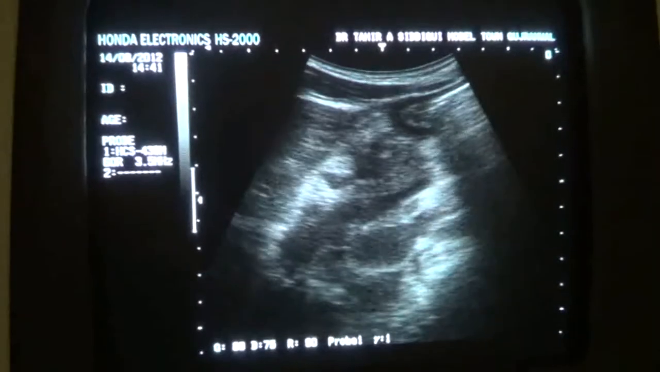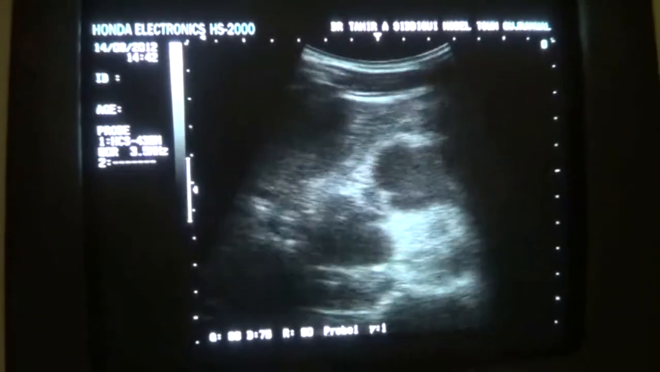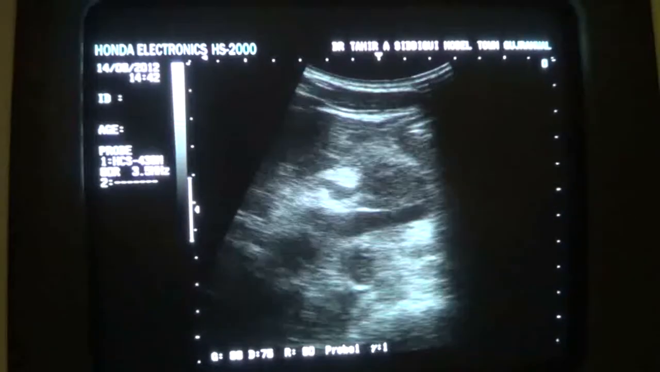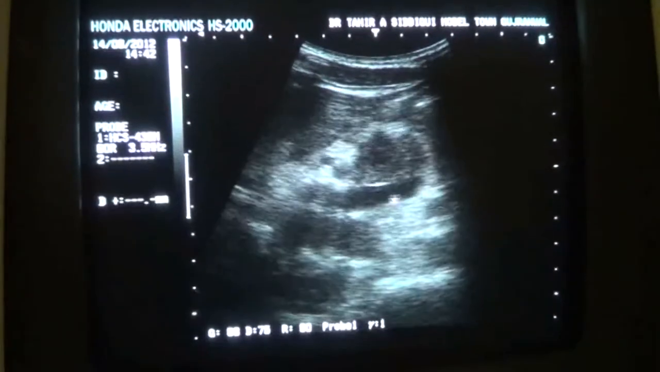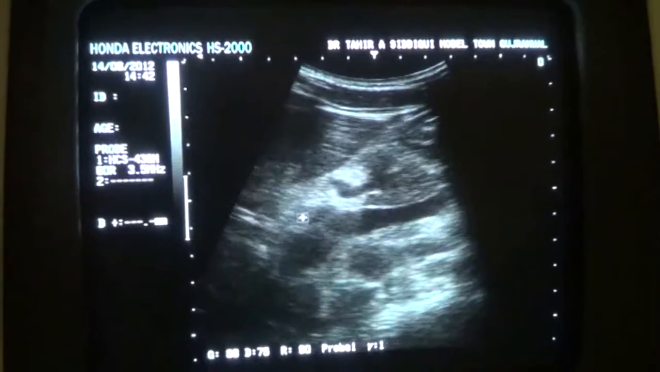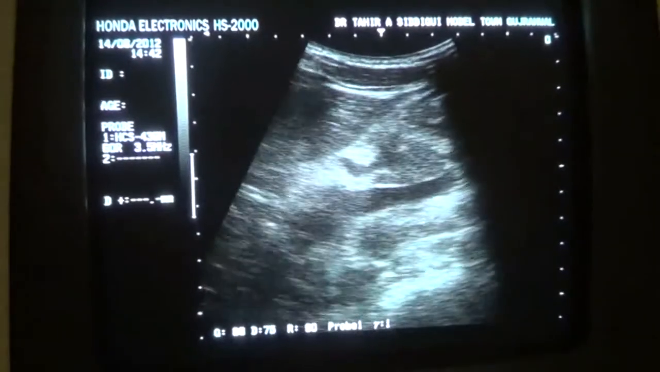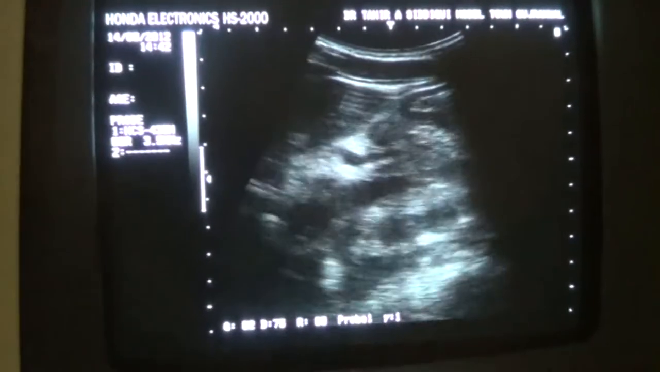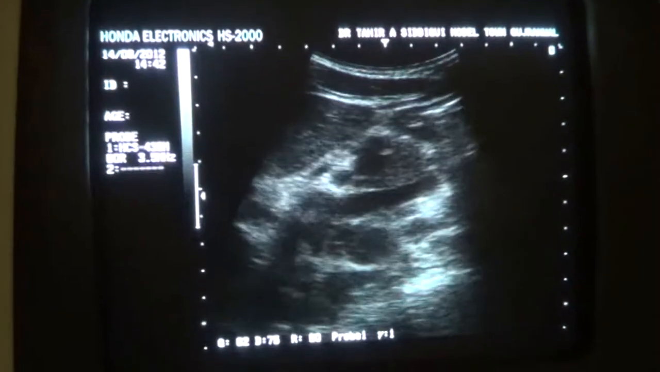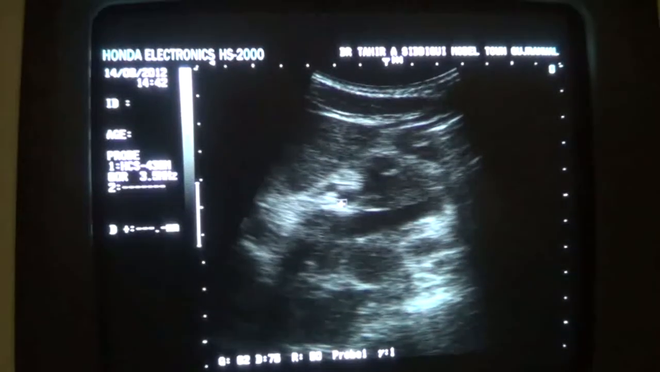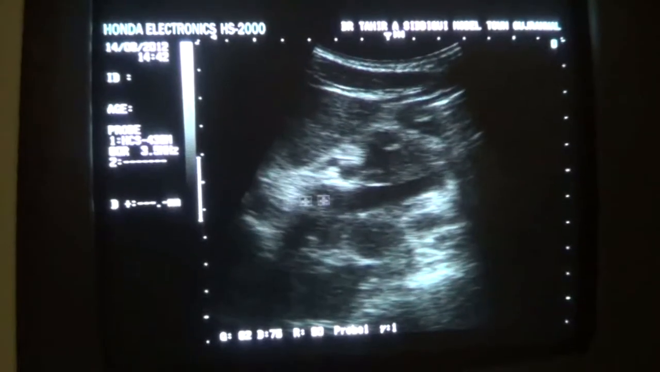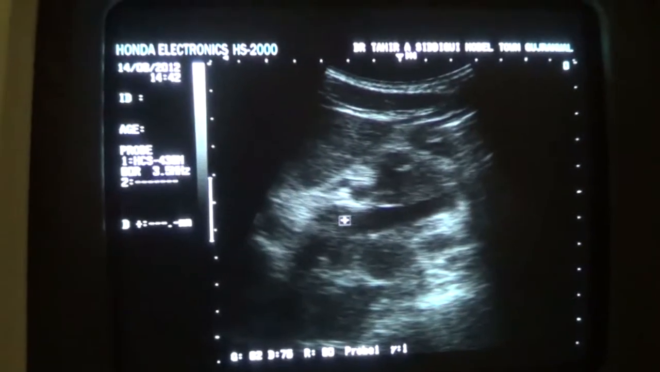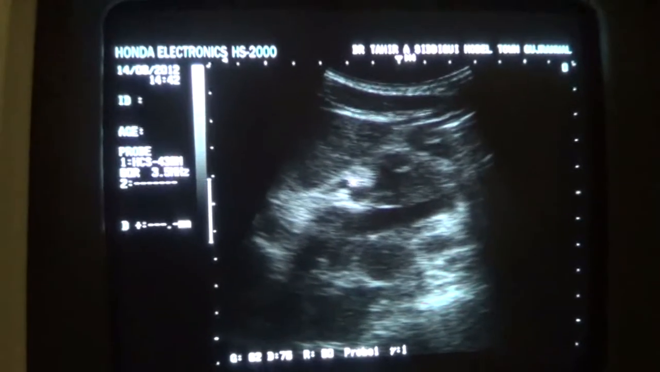So this is the portal vein here at the region of the porta hepatis. This vessel is the portal vein. Anterior to the portal vein is the region of the porta hepatis. This is the portal vein, and the left lobe of the liver in longitudinal section. This is the common bile duct.